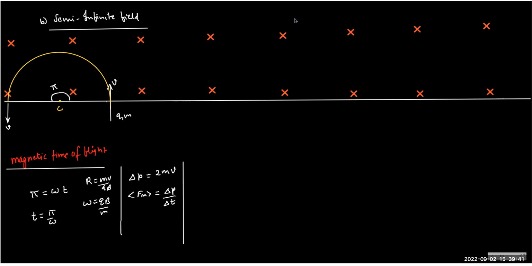So the answer is how much? 2mv divided by pi by omega, so 2mv by pi m by qB, which is 2 by pi times qvB. This is a really nice answer. qvB is the instantaneous force, the force at any instant. This is the average force, and it is 2 by pi of the qvB value.